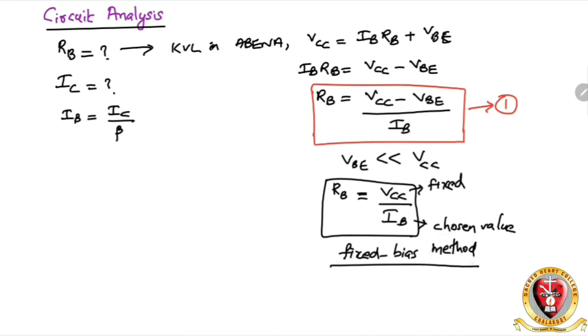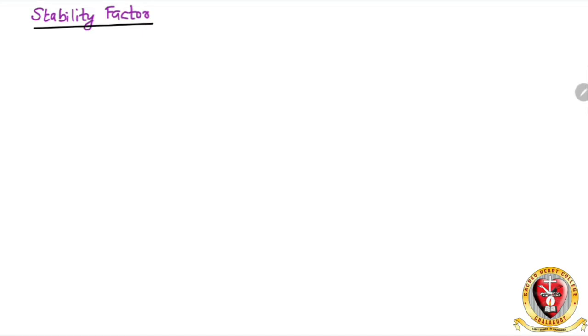So base resistor method is also known as fixed bias method because VCC is a fixed known quantity and IB is chosen at some suitable value. So this is the circuit analysis of base resistor method. Next, we can find out the stability factor of this base resistor method.